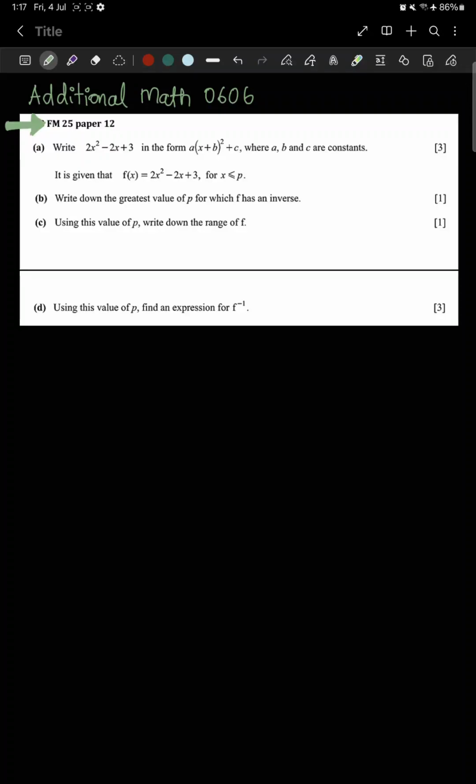Hello everyone, in this video I'm going to solve a question on functions. This is a question from Feb March 2025, Additional Math Paper 1, which is a non-calculator exam. In part A, we have been given a quadratic and asked to write it in the completed square format.